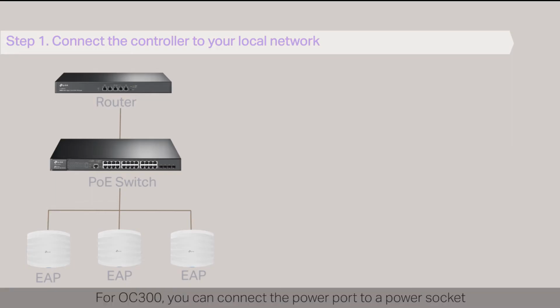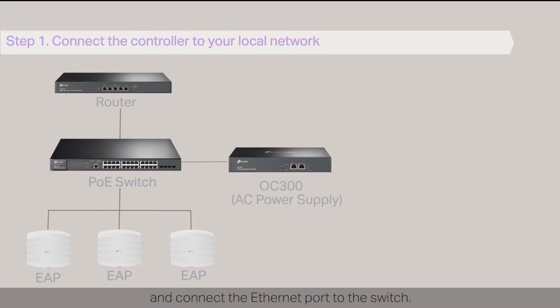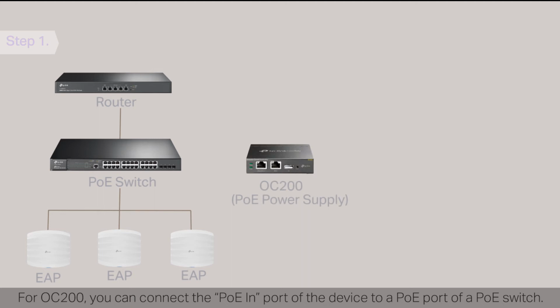For OC300, you can connect the power port to a power socket and connect the Ethernet port to the switch. For OC200, you can connect the PoE in port of the device to a PoE port of a PoE switch.